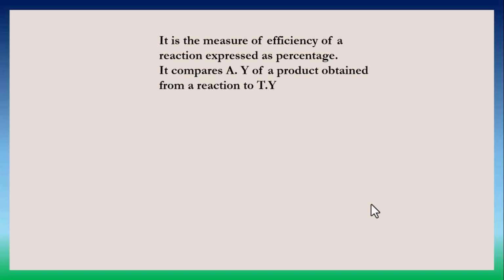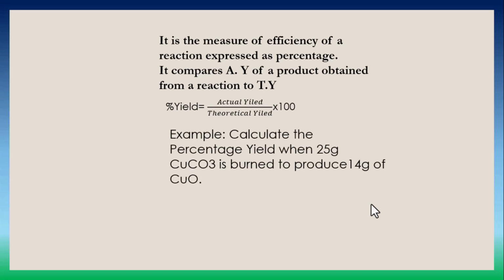It compares actual yield of a product obtained from a reaction to a theoretical yield. It can be written like this: percentage yield is equal to actual yield divided by theoretical yield into 100. Let's look at an example.